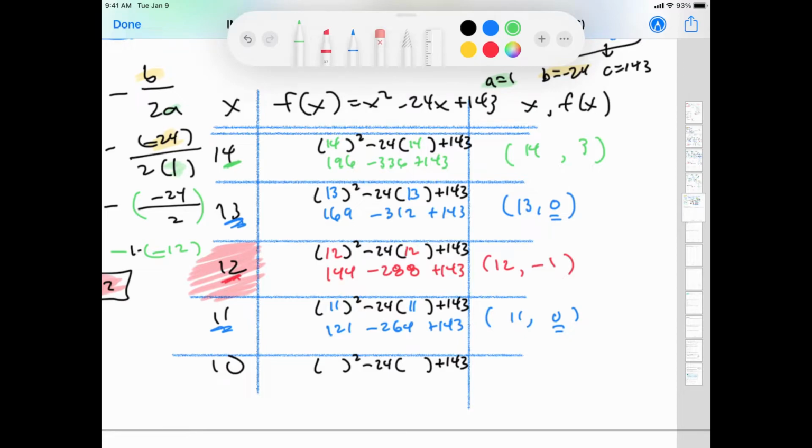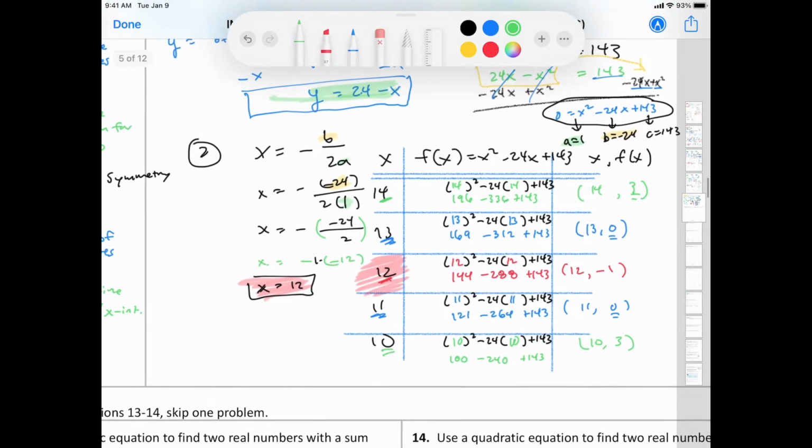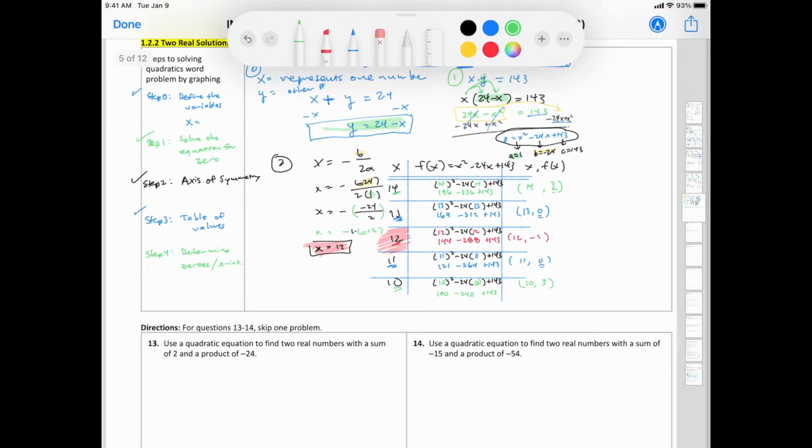Okay, this one's going to be in green. So what do you think the answer is going to be? I think it's going to be 3. 10, comma, 3. Let's see. 10 squared is 100. Negative 24 times 10 is negative 240 plus 143. So 100 minus 240 is negative 140 plus 143 gives me positive 3. There is our table of values. That was number 3 here. Okay, let's go to step 4, which is determining the zeros.